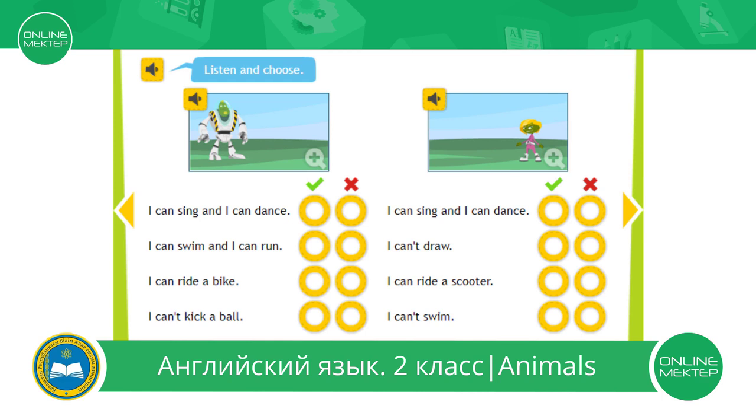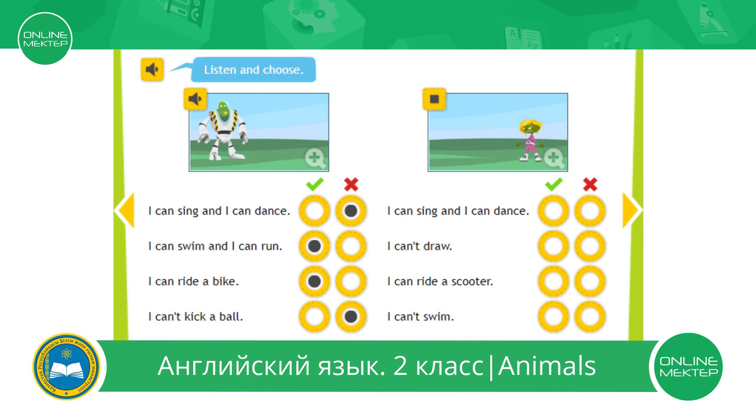Now, let's choose yes or no. I can't sing and I can dance. Yes or no? No, he can't sing and he can't dance. Next one. I can swim and I can run. Yes? Yes, well done. Next, I can ride a bike. Can he ride a bike? Yes, he can. And the last one. I can't kick a ball. Can't he kick a ball? No. Well done.